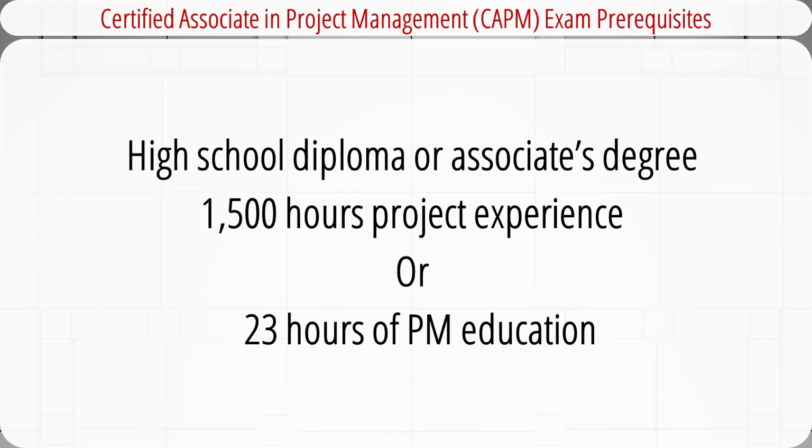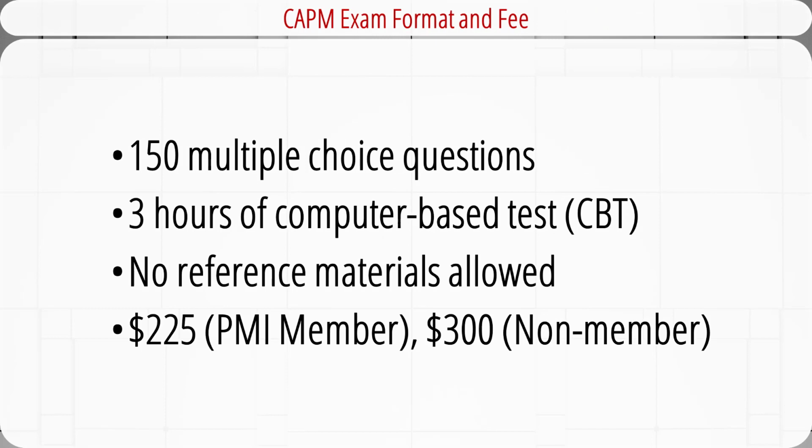The Certified Associate in Project Management, or CAPM certification, is designed for project team members and entry-level project managers. The prerequisites for taking the CAPM exam are not as extensive as those for taking the PMP exam. You need at least a high school diploma or associate's degree. You will also need 1,500 hours of project experience or 23 hours of project management education before you can take the exam. The CAPM exam includes 150 multiple choice questions.